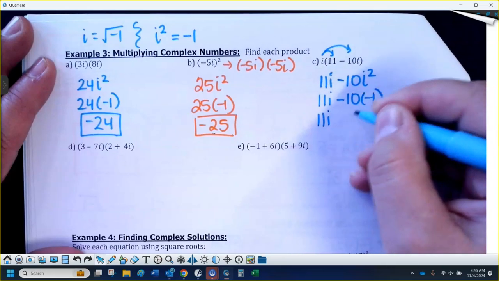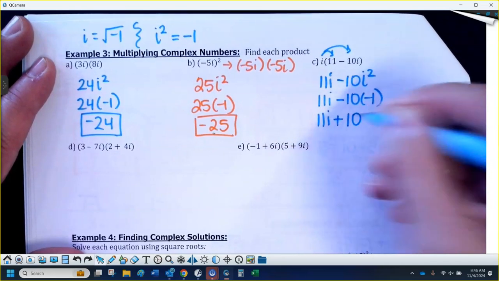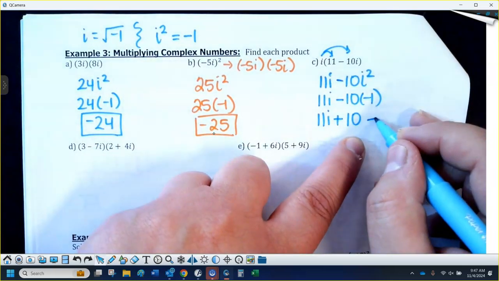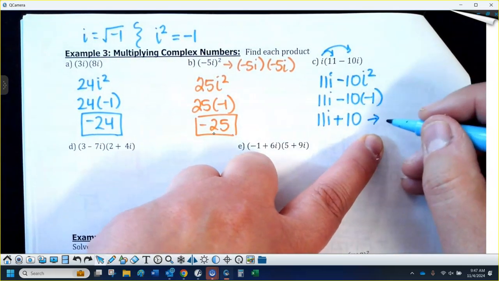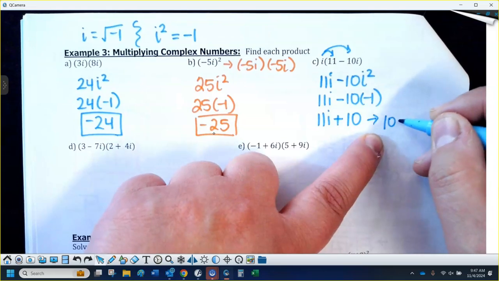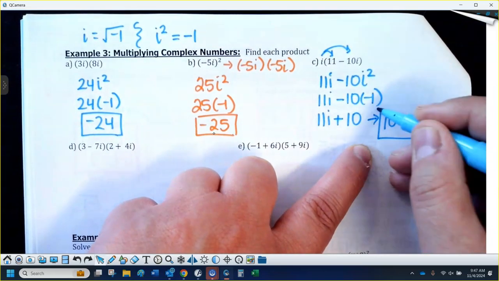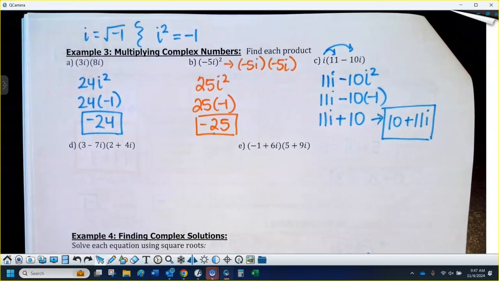So this is 11i plus 10. Now, I'm not going to be super picky, but technically to write my answer, I should write the real part first, which would be the 10, and then the 11i is positive, so I'm going to write that second. And so that's a complex number that has two parts to it, right? We've got a real part, the 10, and the imaginary part, the 11i.